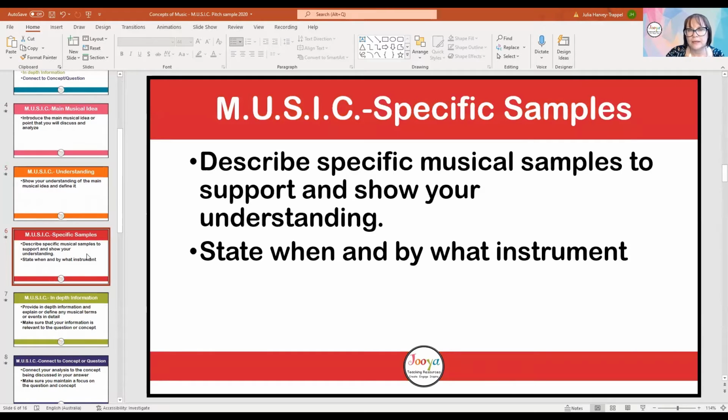The next bit is S for specific samples. Now, specific samples and the in-depth information, both of these you can just keep repeating. It can be music. I don't mind how many bits of sample and information you have. In fact, I'd rather there be more samples and information backing up what you're trying to show and what you're talking about. Okay, it's a much better idea if you can do that.